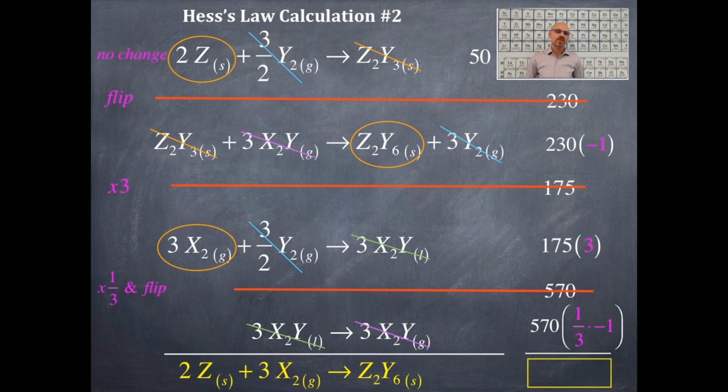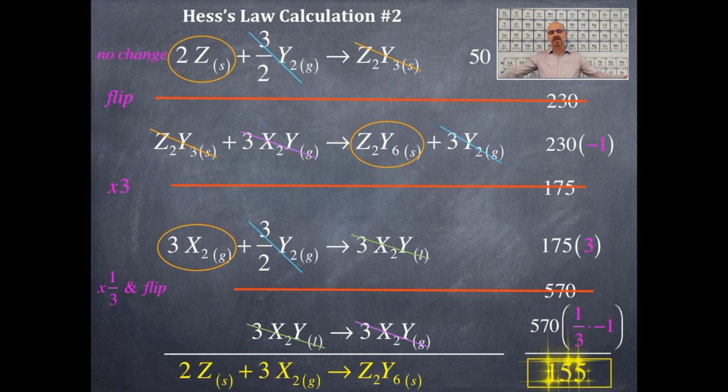And I want to make sure that you understand this. This is probably the most difficult part here. And that is on the product side, I have a 3y2 that's in the gaseous state. On the reactant side, I have 2 of these y2s. It's a 3/2. What's 3/2 plus 3/2? That's 6/2. 6/2 is equal to 3. Therefore, they cancel out.